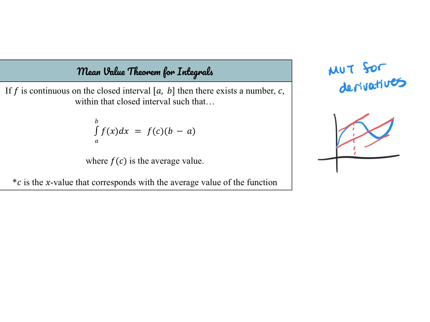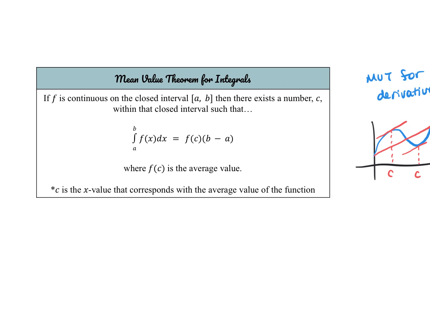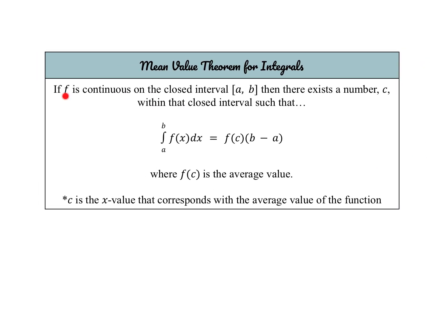So this value is what we were trying to find. We were trying to find the x values where the slope of our tangent line was equal to the slope of the secant line. Now for the mean value theorem for integrals, this one says that if f is continuous on this closed interval, there exists a number c within that closed interval such that, well, we see the integral from a to b of f of x dx. Again, this we know is just the area under the curve.